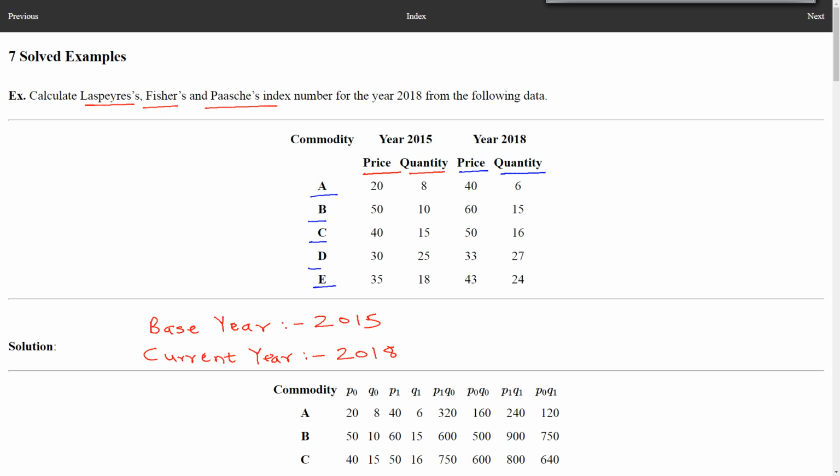Price in year 2015 is price in base year, so it will be denoted by P0. Quantity in 2015 is quantity in base year and it will be denoted by Q0. Similarly, price in 2018 is price in current year, denoted by P1, and quantity in 2018 is quantity in current year, denoted by Q1. So we have notations P0, Q0, P1, Q1. Corresponding columns we have mentioned here.